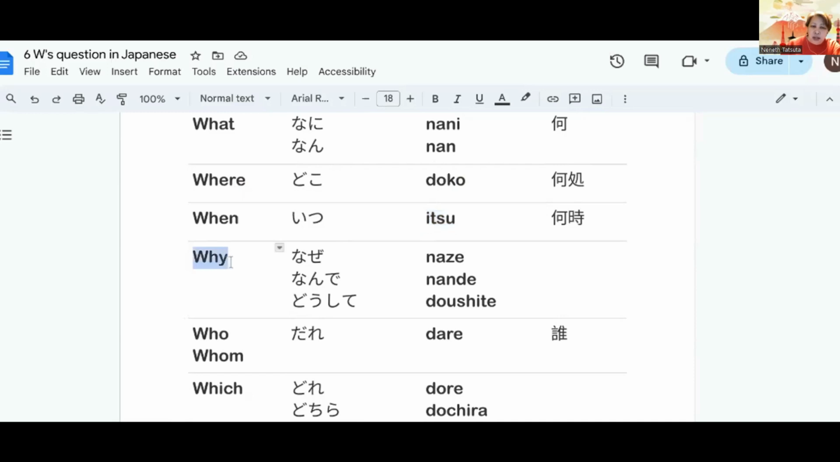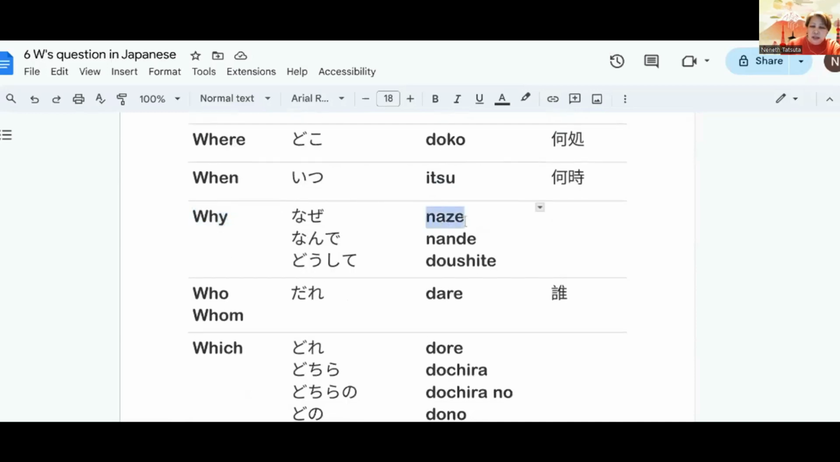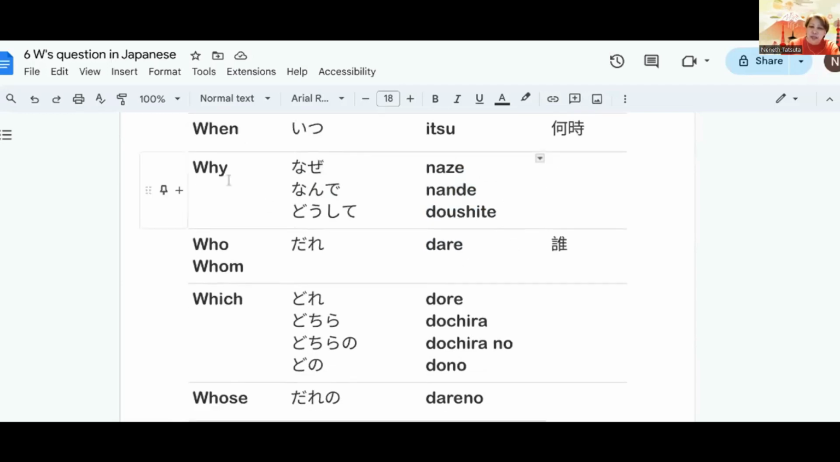Okay, and then why is naze, or nande, or doshite. It can be three, okay? The why: naze, nande, doshite. Maybe you would encounter this. Nande desu ka? Doshite desu ka? Naze desu ka? You would encounter that. Okay, that is your why.